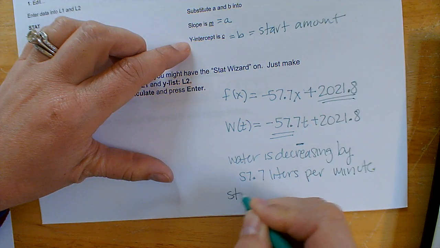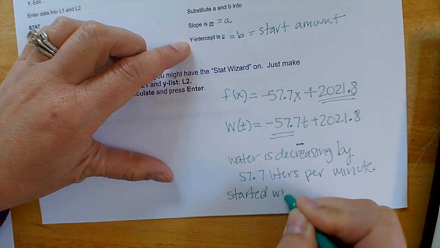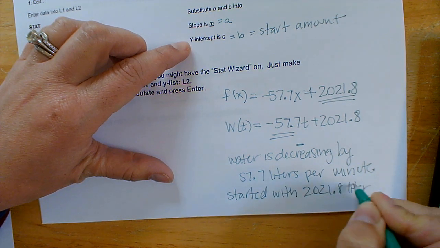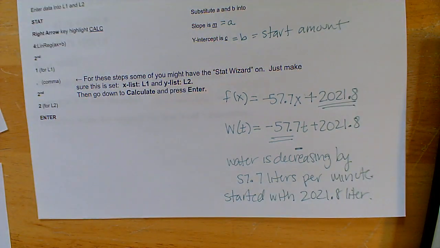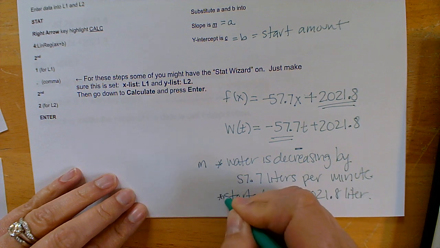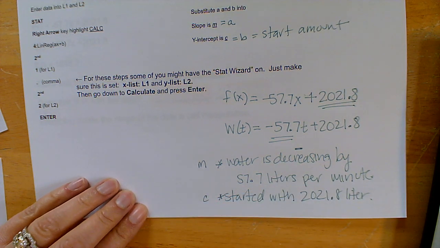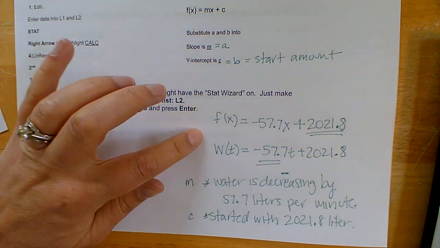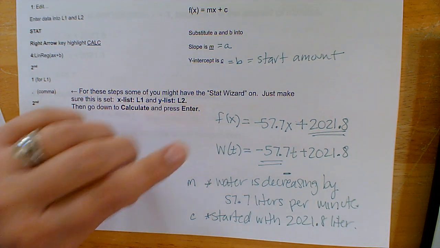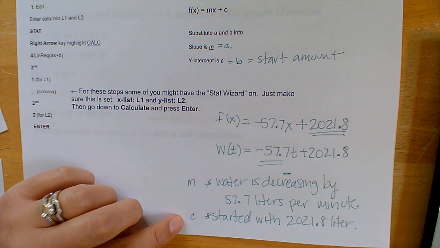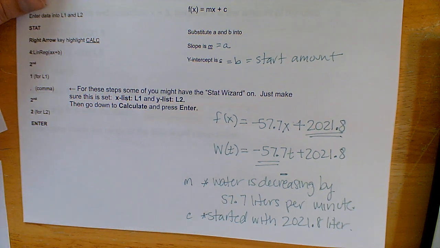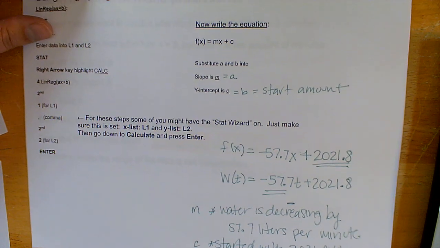So I started with 2,021.8 liters in my tank, or wherever we started with that 2,000. So here is my slope, and here is my y-intercept. And that's how you write the equation, the generic one, the one that fits the problem. This is what my slope means, and this is what my y-intercept represents. You might want to pause here just to kind of take this all in.